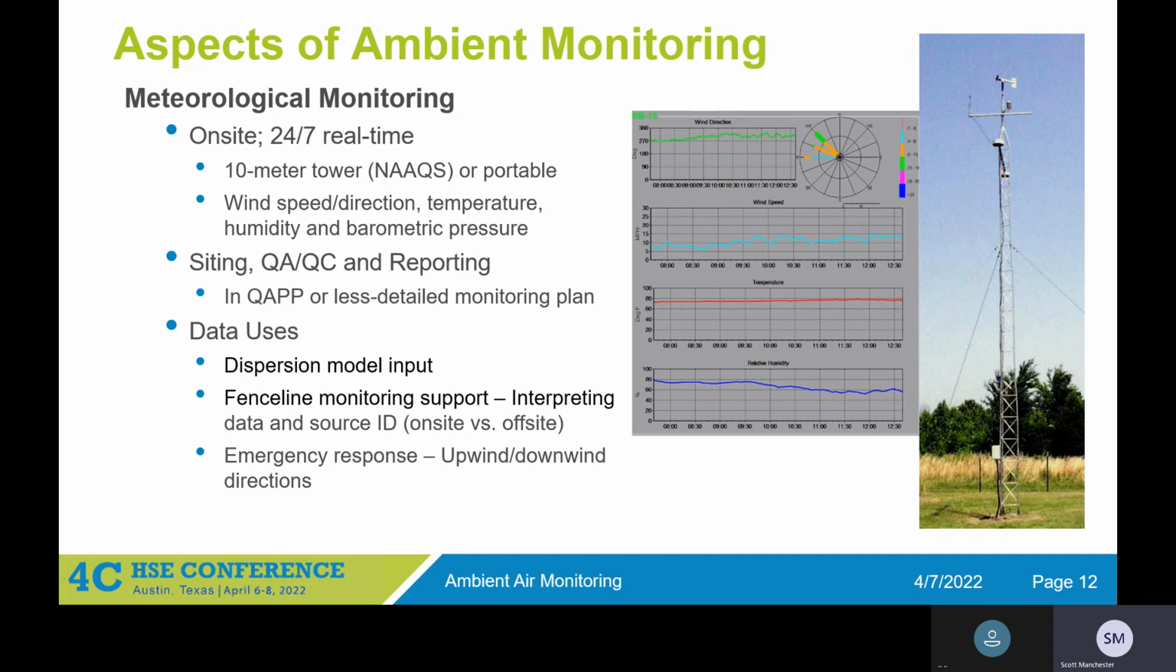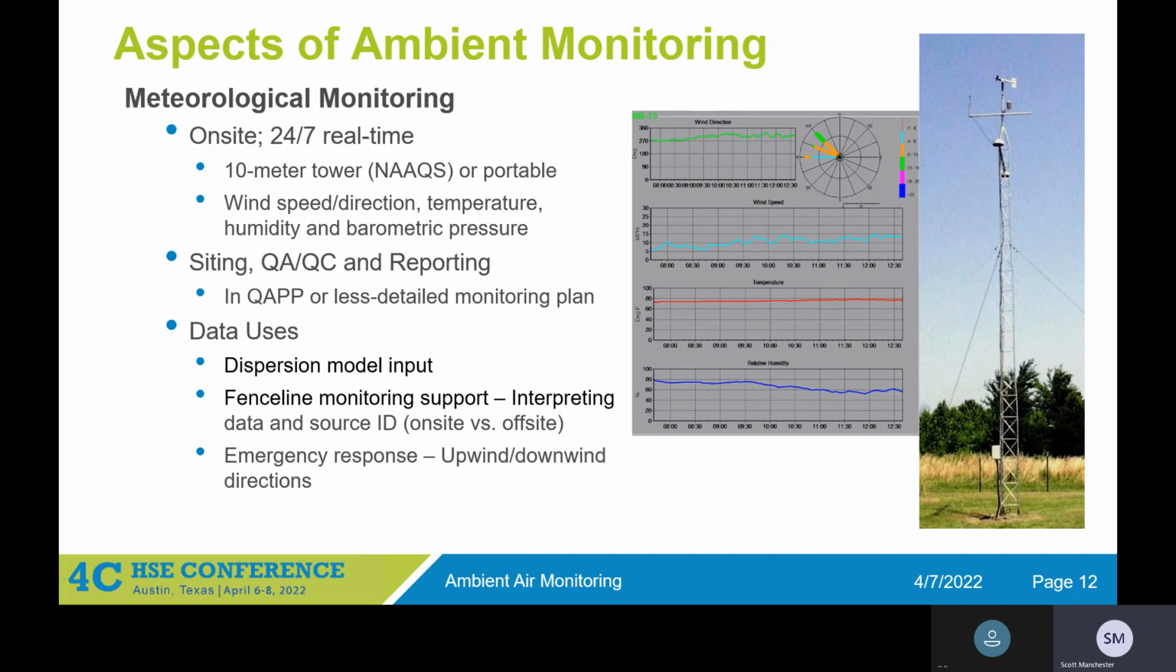The parameters often consist of wind speed and wind direction, temperature, RH, and pressure as well. Those are fairly standard monitoring parameters. And for these programs, there's going to be documents describing siting, QC, and reporting. Sometimes if it's a required network, for instance, a state may require a monitoring station, then a QAPP may be developed, but in some cases, a more simplified monitoring plan can address these items.